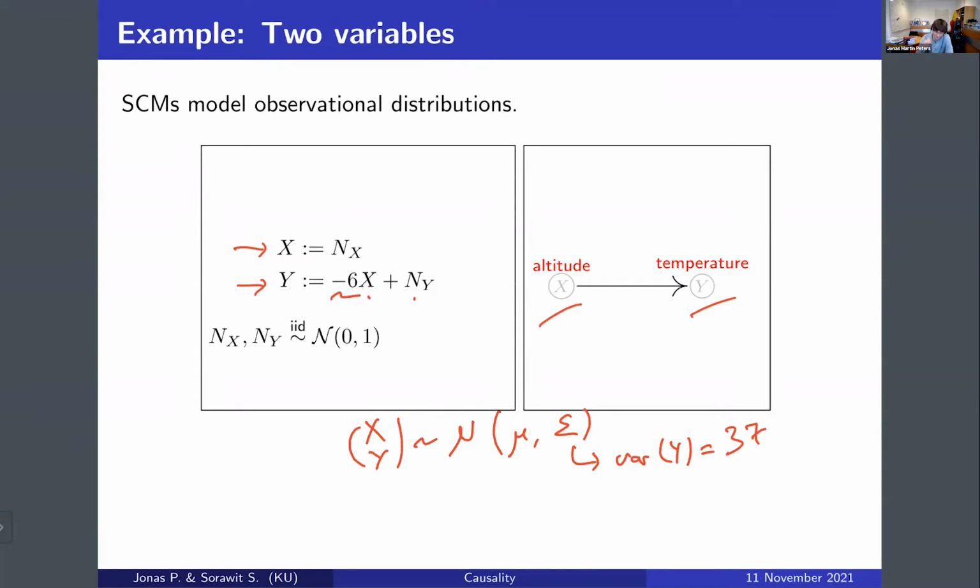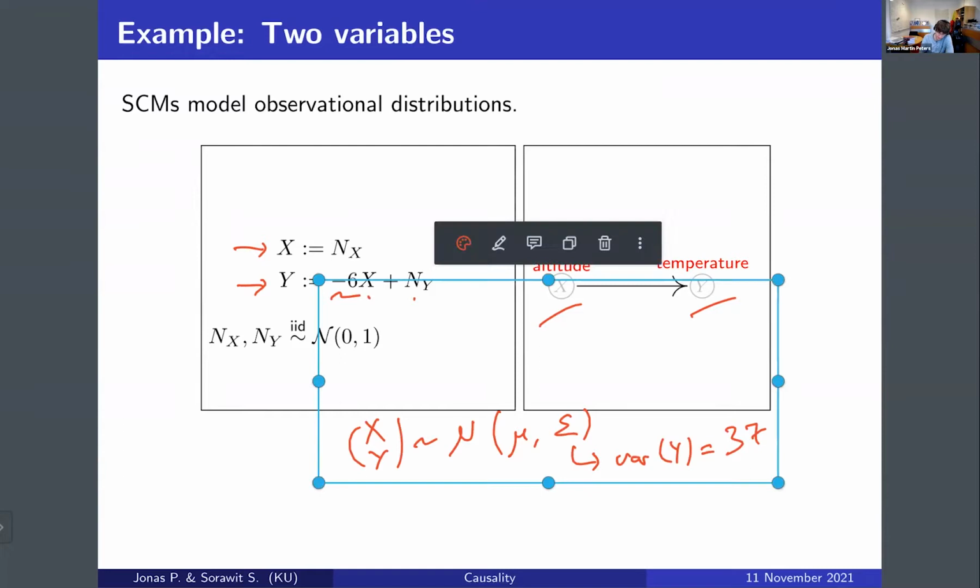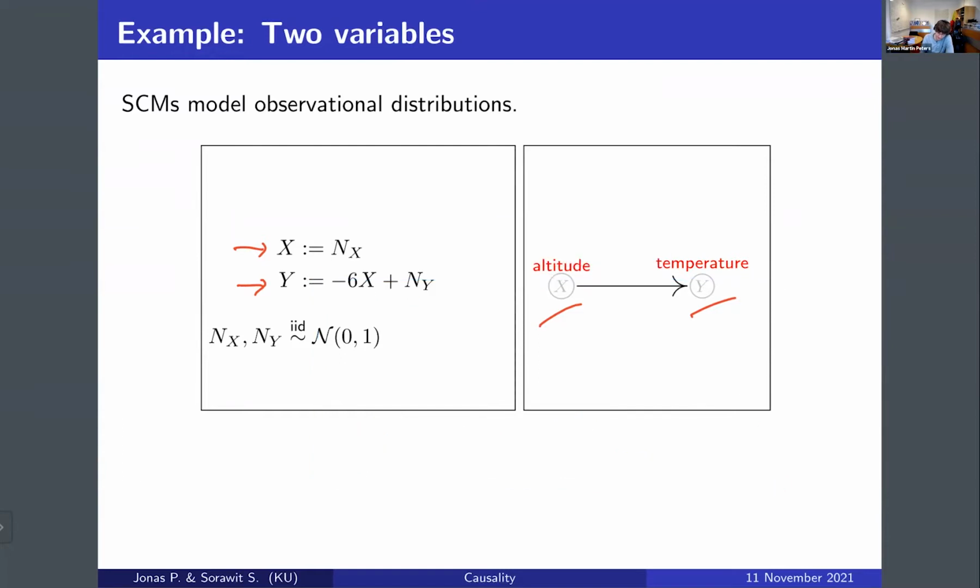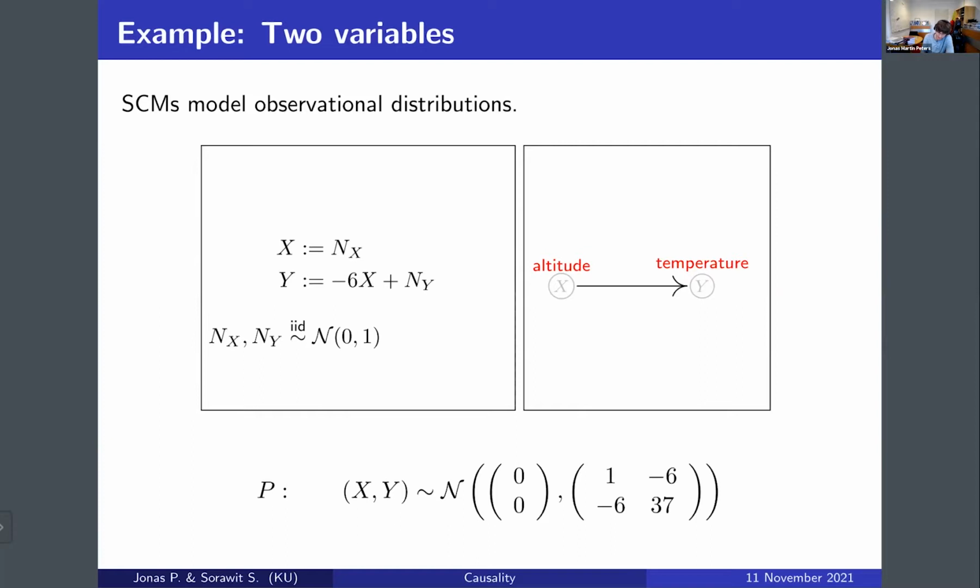So you can also think about the covariance matrix, and then if you just do the computation, then you see that the covariance of x and y is -6. So what do we get? We get a distribution over x and y that is Gaussian with a certain mean and a certain covariance matrix here.